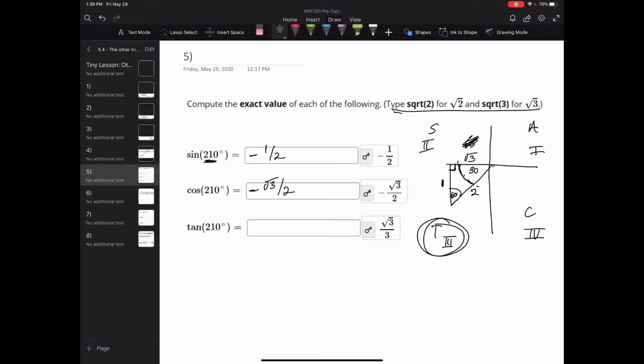Tangent is positive in this quadrant. Tangent is adjacent over, nope, it is not adjacent. See, this is why it's good to write SOHCAHTOA. TOA is opposite over adjacent. Opposite is 1, and adjacent is radical 3. Now they like to rationalize it, so if you want, you could just multiply the top and bottom by radical 3 and you'll get this answer.